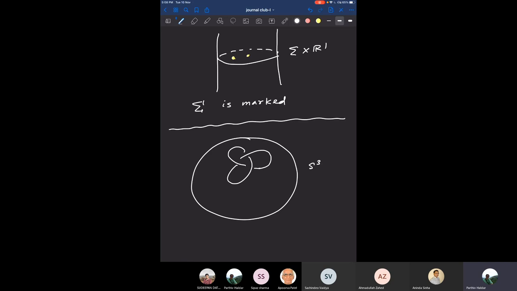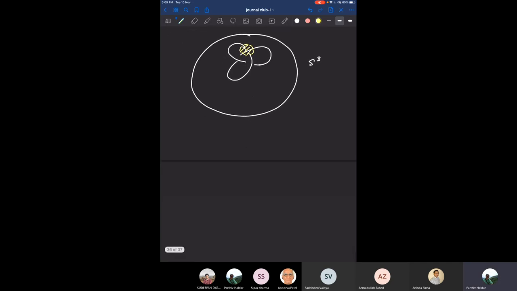But for S3, what you do, you just focus on a certain crossing. Let's say this crossing, and you scoop out this crossing. So what you do is basically you scoop out a part of the three manifold involving this crossing. And when you scoop out, you are left with two pieces.